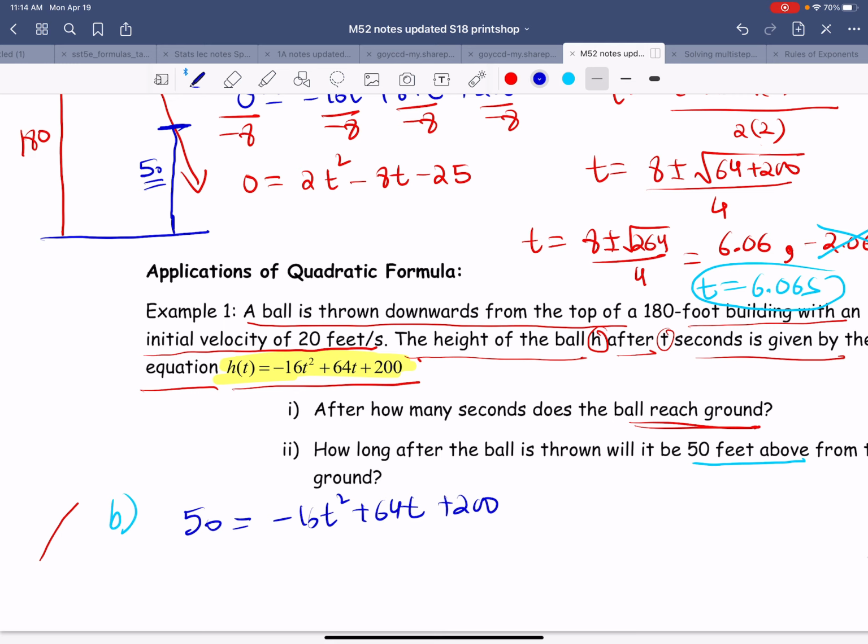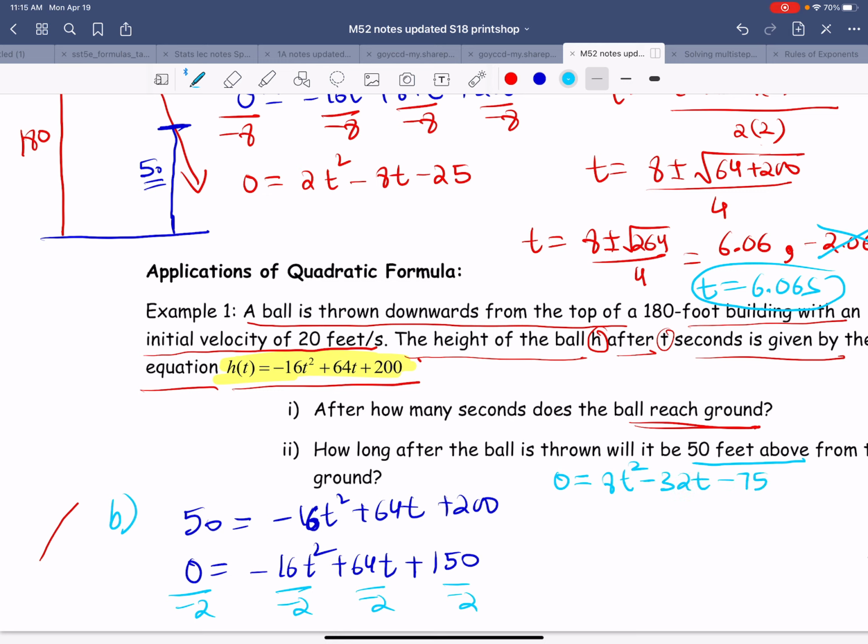And now I'm going to go ahead and take 50 to the other side. So 0 equals negative 16t squared plus 64t plus 150, because I subtracted 50 from both sides. Now dividing both sides, I don't think I can do with the 4, so I've got to divide everything on both sides by negative 2. Divide with negative 2, negative 2, negative 2. So my new equation becomes 0 equals 8t squared minus 32t minus 75.